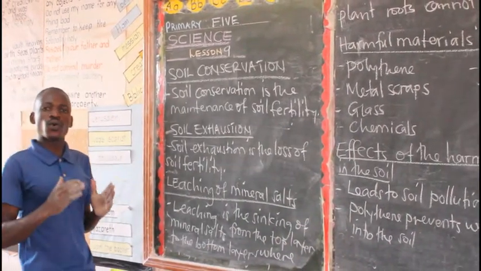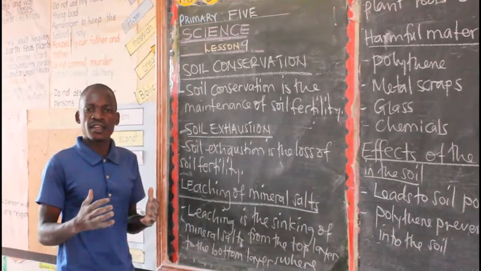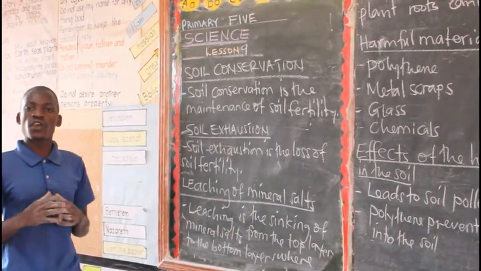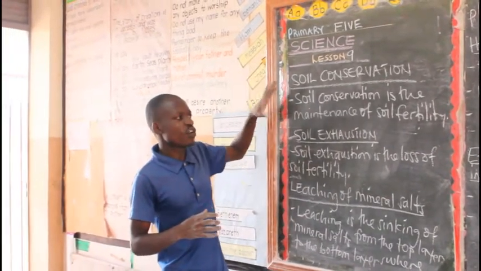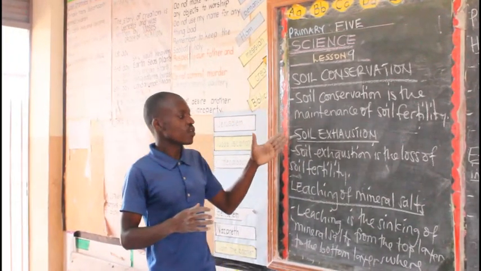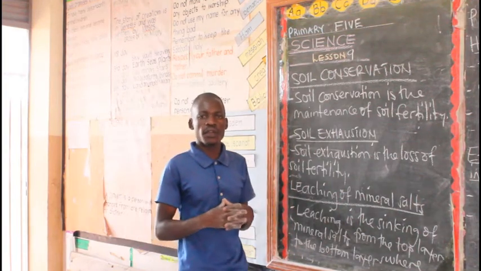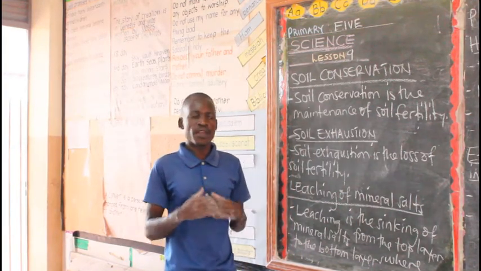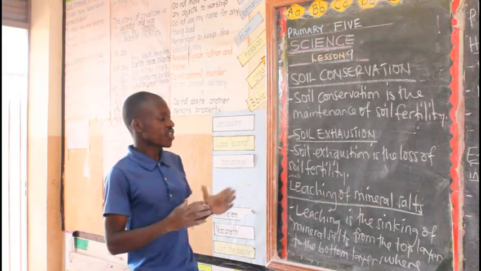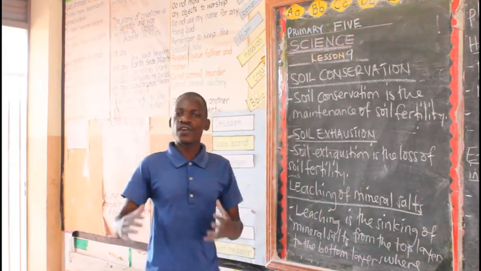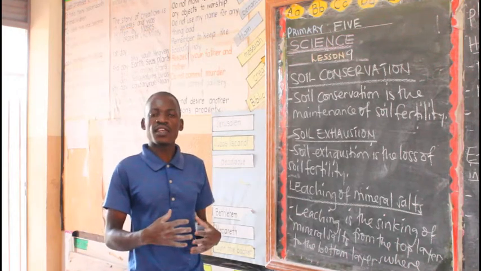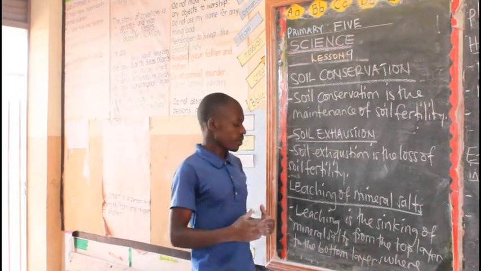Now, if we don't look after our soil properly, it may lead to soil exhaustion. So if soil conservation fails, that will lead you to soil exhaustion. Now, what is soil exhaustion? Friends, soil exhaustion is the loss of soil fertility. When the soil loses its fertility, we say the soil is exhausted.